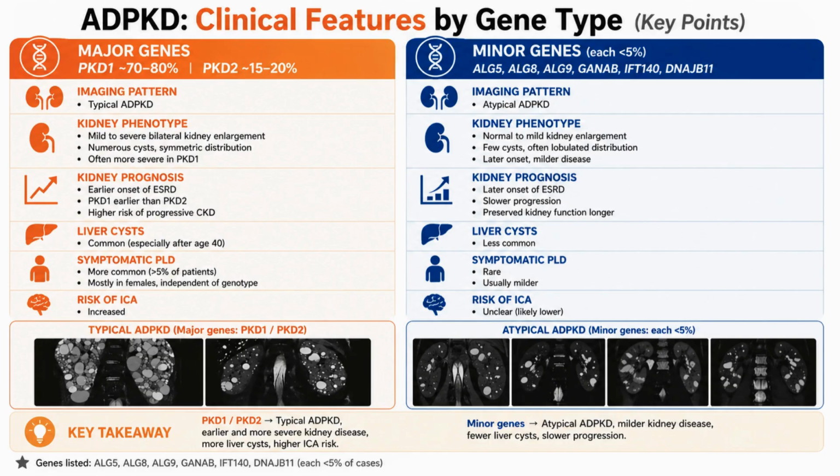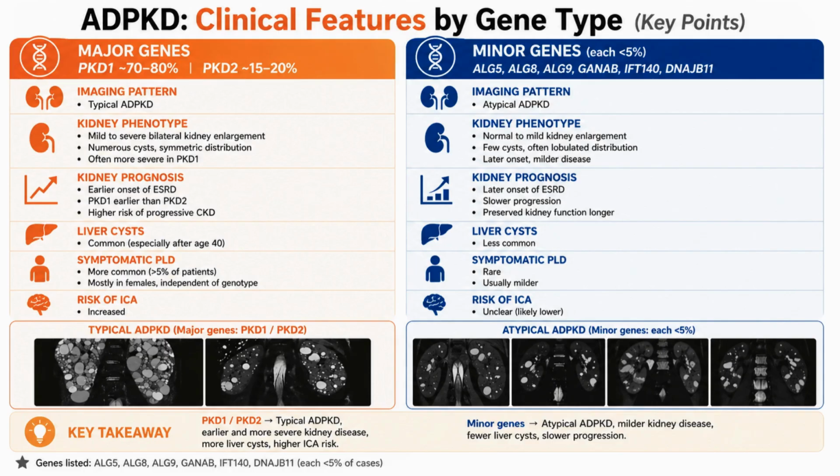In contrast, minor gene disease often looks different. Kidneys may be normal or only mildly enlarged. Cysts can be fewer, sometimes asymmetric or even focal, lobulated. Minor genes like GANAB, DNAJB11, and IFT140, and ALG genes are very rare, but clinically important because they often present atypically. These patients may have milder kidney enlargement, fewer cysts, and sometimes preserve kidney function into older age. Some patterns may even resemble autosomal dominant tubulointerstitial disease rather than classic ADPKD.